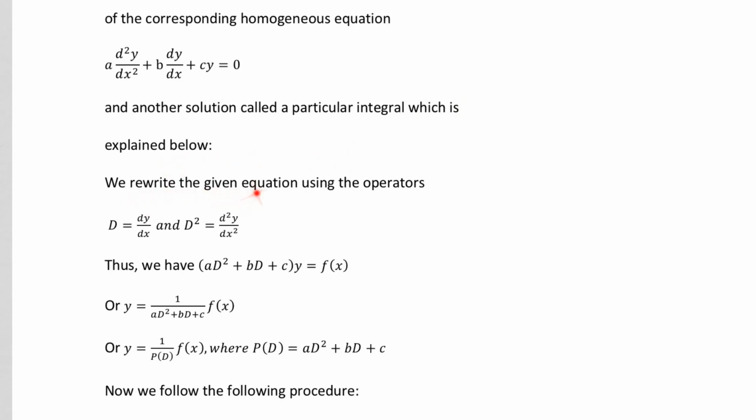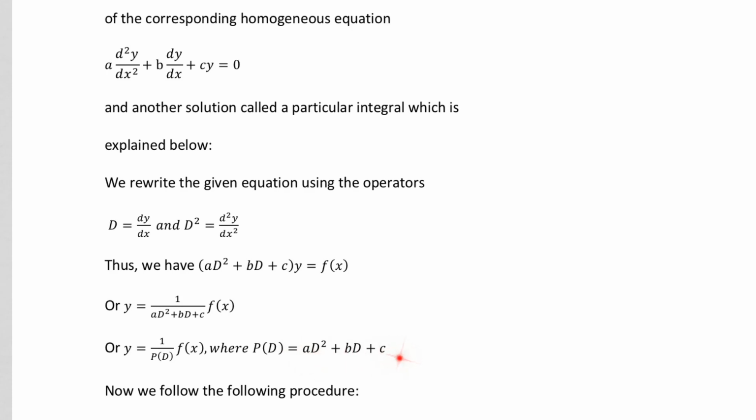We rewrite the given equation using the operators capital D equal to dy by dx and D square equal to d2y over dx square. This you have noted before also. Thus the given equation becomes this, or y becomes 1 divided by aD square plus bD plus c operating on f(x), or y is equal to 1 over p(D) f of x, where p(D) is equal to aD square plus bD plus c.